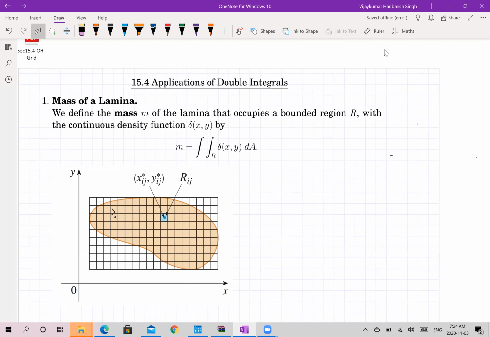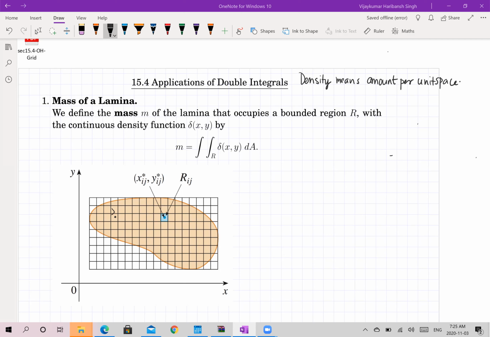So let's start with our mass of lamina example. So recall, first of all, what does density mean? Density means amount per unit space. That is the meaning of density. So we want to solve the following problem.